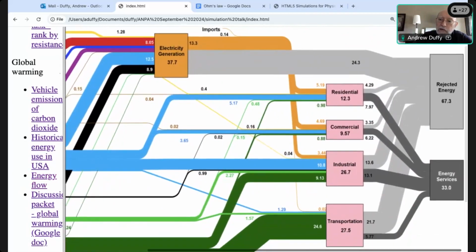So when you get to the end, you go, out of that 100 quads, actually 67, or basically 2/3 of that energy, is just completely wasted, right? Why is that? Because we're stuck with burning things. When you do that, you're limited by the second law of thermodynamics. Okay, so especially in transportation, where your useful energy is about 6 quads and your wasted is almost 22, so you've got an efficiency which is down in the 20 to 25% range.